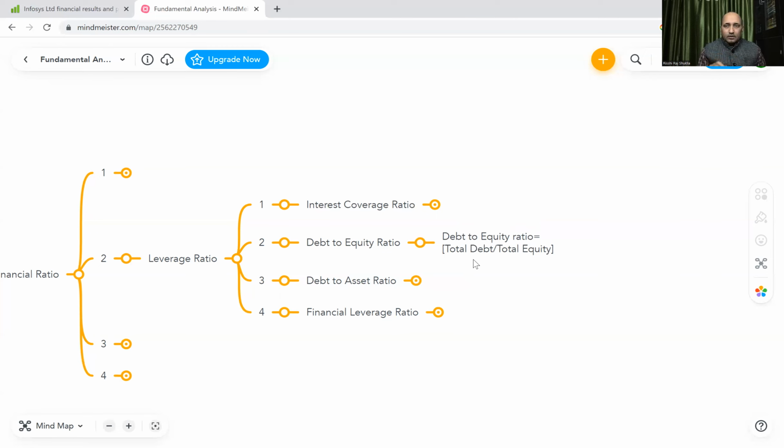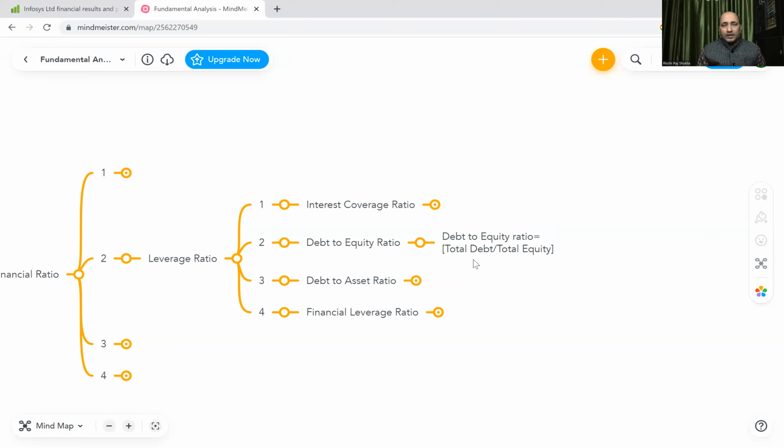For example, if debt is 100 rupees and the company's total equity is 10,000, then it will give you the debt to equity ratio. And normally it should be less than 1. If it is less than 1, it is good, better.